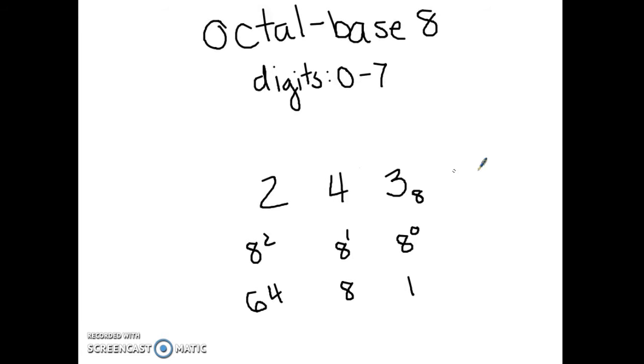Well, let's try it in a different number base. Let's say octal, which is base 8. And its digits are 0 through 7. So for a base 8 number, we have 2, 4, 3. This means that we have 2 8 to the 2's, or 2 64s, 4 8 to the 1, or 4 8s, and then 3 8 to the 0's, or 3 1's, which makes our nice little octal number here.